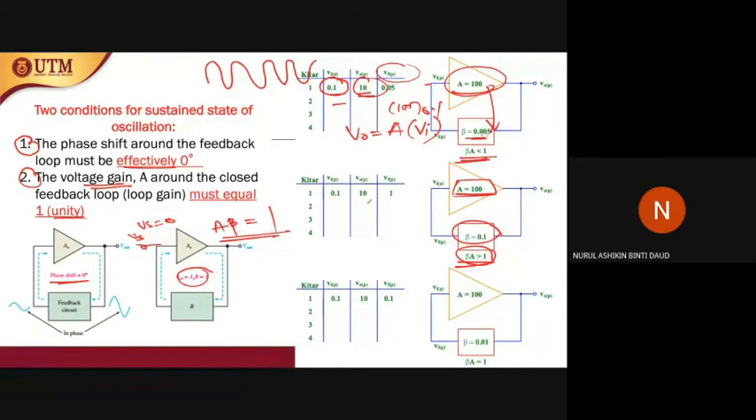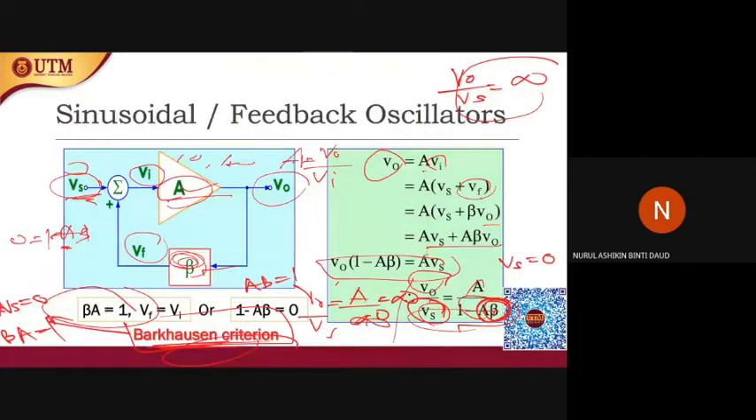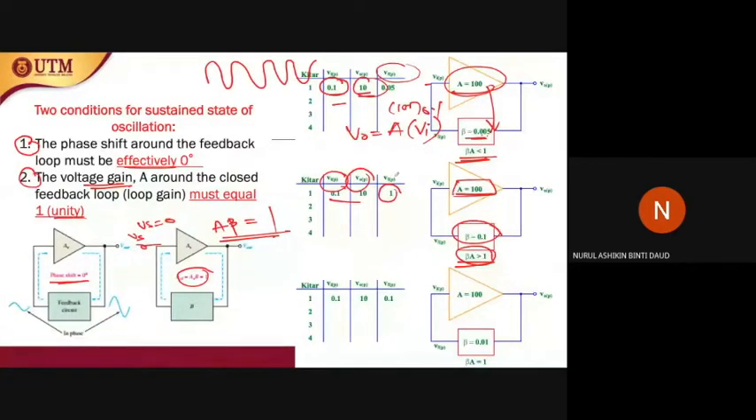So for example, from here, this is the value of input, this is the value of output, and you will get the value of VF equals to 1. How to get VF? VF is usually beta V output. Beta V output.